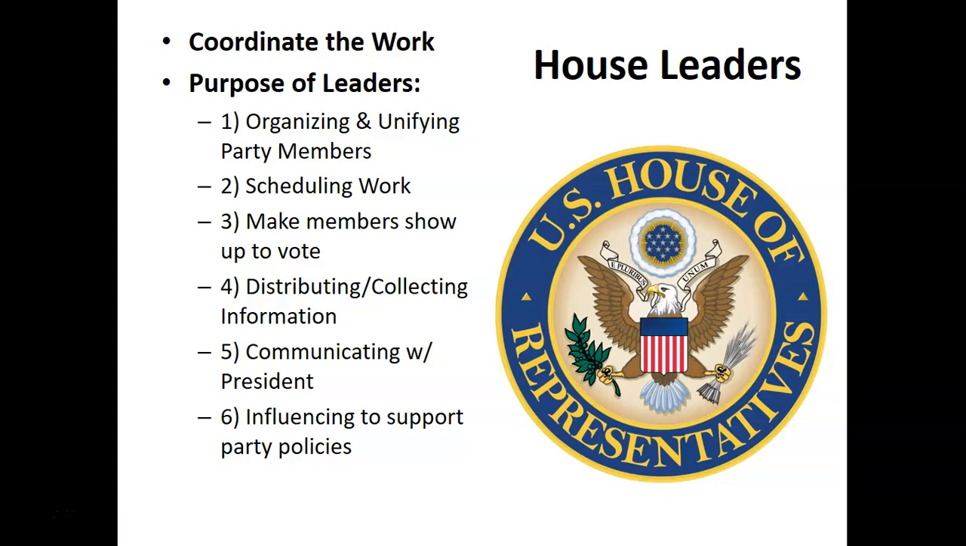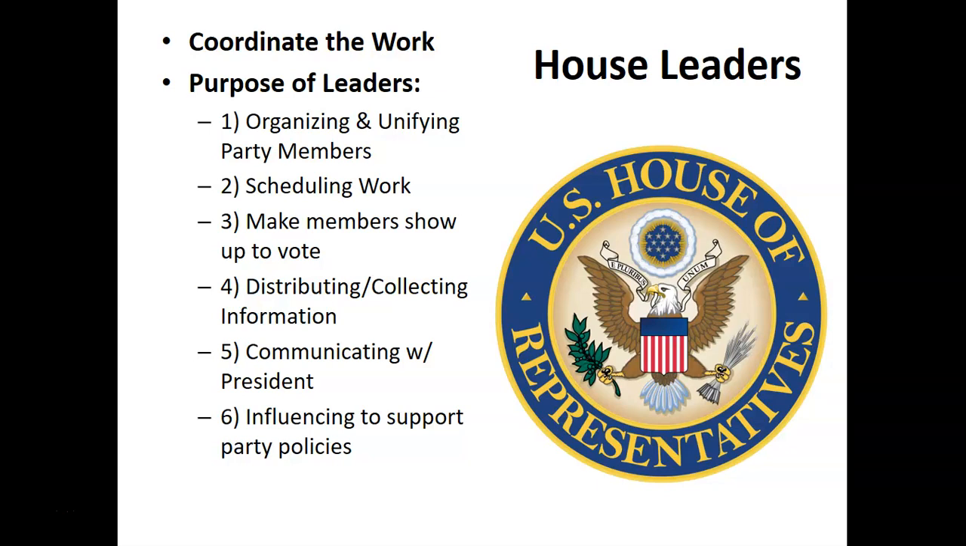They make sure members show up to vote. That's a big job because a lot of the times, when you're voting on something, you want everybody there. You want to make sure that they're not abstaining from that vote. It makes it easier for them to pass what they want to. They distribute and collect information or use their staff to do so. Again, that's very important to making sure that people understand the voting or what they're voting for.